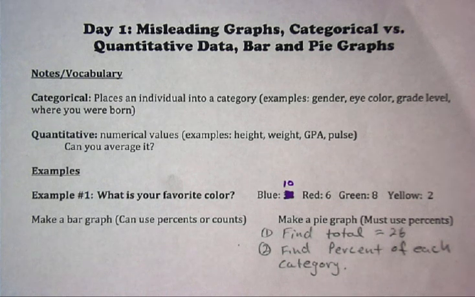Today we're going to start day one notes on misleading graphs, categorical versus quantitative data, bar, and pie graphs. The first part of your notes is going to talk about the different types of data.